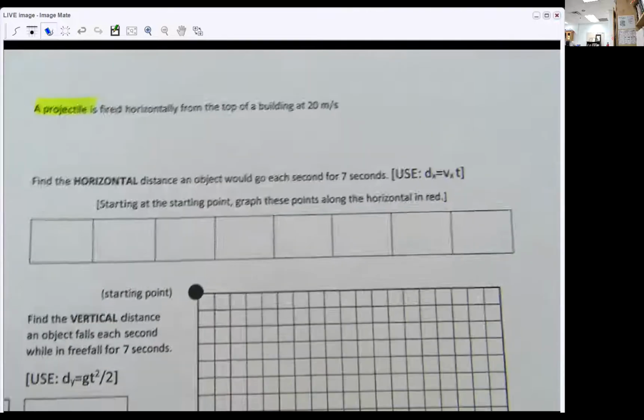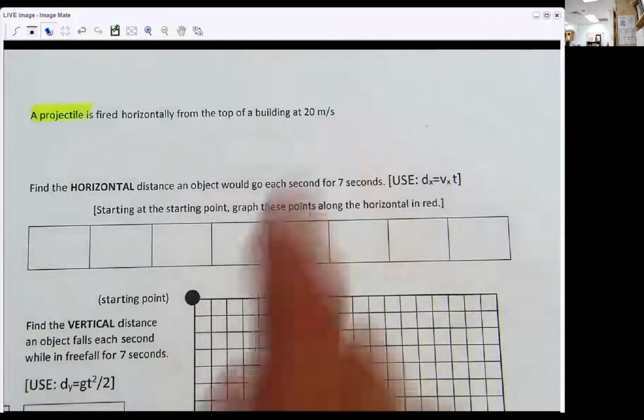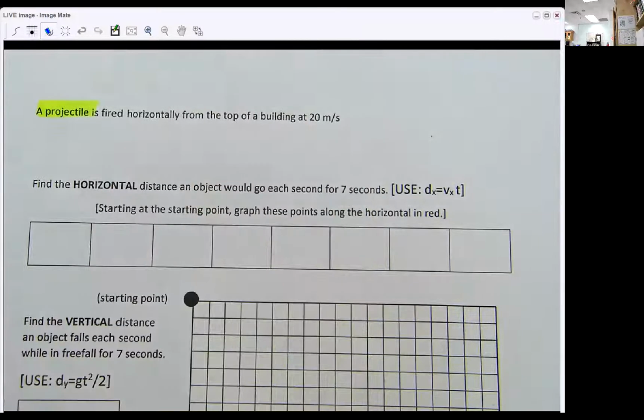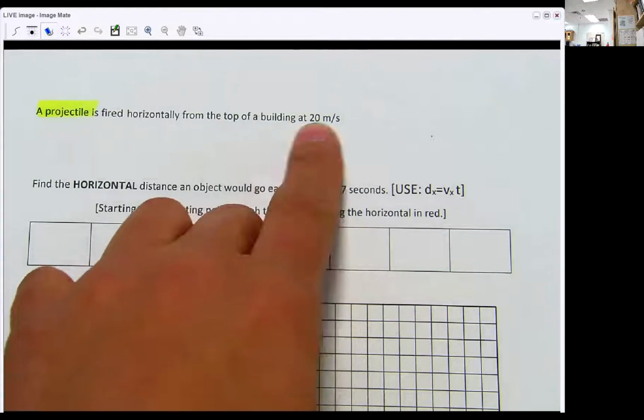It says that it's fired horizontally from the top of a building at 20 meters per second. Usually when we talk about projectiles, we'll talk about it being fired from the top of a building, a cliff, a mountain, something that's really high up off the ground. And so that's usually what we'll say. In this case, we have a building.